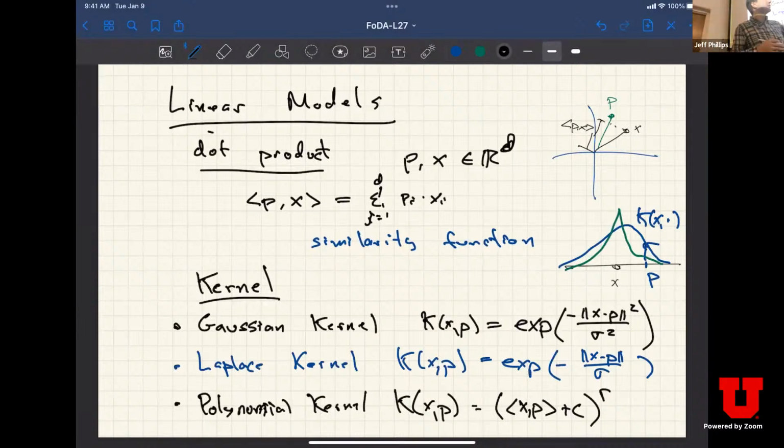If I were to expand this expression, I'm raising it to the power r, and I have two terms, the inner product and c. If I expand that expression to the power r, I'd get all the polynomial factors, and I can write down any kind of polynomial up to degree r in this way. Yeah, question.